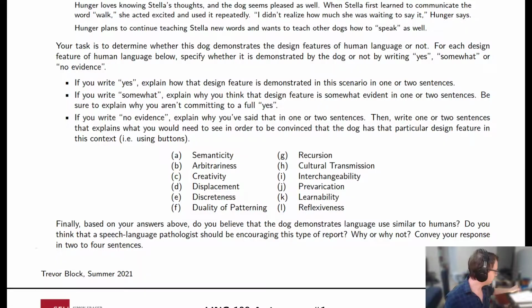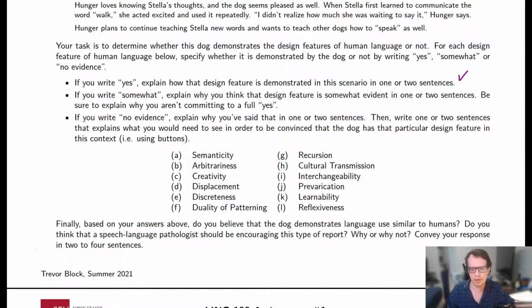If you say yes, for example, you will specify why you said yes in 1 or 2 sentences. And these can be point form. You're basically saying, like, yes, displacement has been shown because in this case, when she pressed this button, she wanted to do this thing and it was talking about something in the past. And you'd give the example in the video or article.